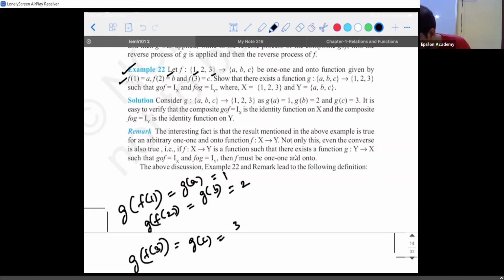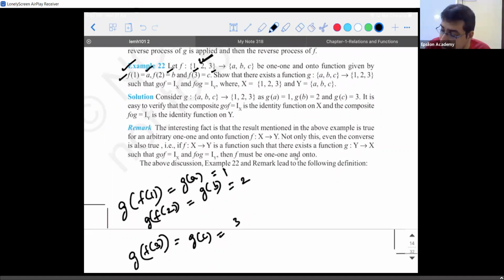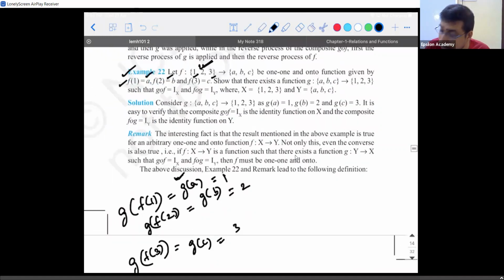Again, they took an example. They told it is one-to-one and onto. See, this function f is mentioned as one-to-one and onto, given by f of 1 is equal to a, f of 2 is b, f of 3 is c. If it is a one-to-one and onto function, then what should happen? The element 1 should be mapped to a, it should not be mapped to any other element. No other element should be mapped to the same a. f of 2 is b, f of 3 is c. So what will happen to g of a? It can be mapped to 1, 2, or 3. Anything can happen. For simplicity, they took it as 1, so that it will be easy to verify.